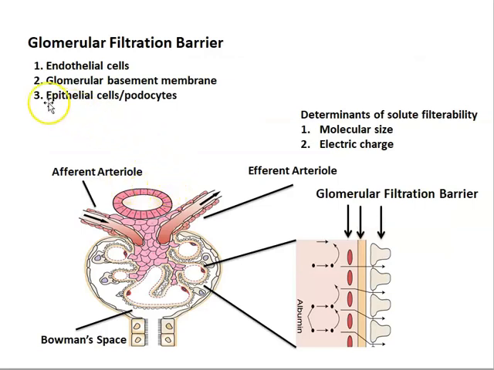Before discussing the components of the glomerular filtration barrier, I would like to discuss the structure of the glomerulus. This diagram shows the glomerulus, which consists of sets of capillaries, and it is considered the filtration unit within the kidney.